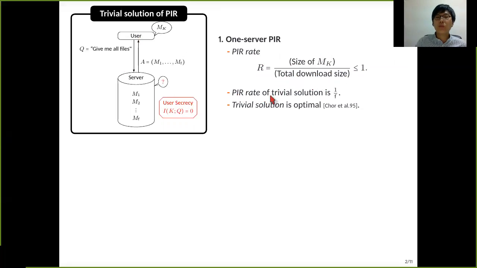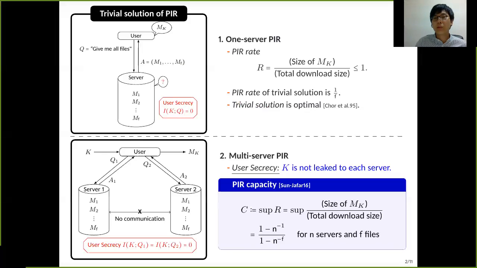And the PIR rate of this trivial solution is 1 over F because there are F files and the user retrieves only one file. However, unfortunately, it is proved that this trivial solution of downloading all is optimal. So people have started to consider the multi-server PIR problem. In this case, there are multiple servers. This figure is only for 2 servers. Each server contains the same copy of the classical files, and they are assumed not to communicate with each other.